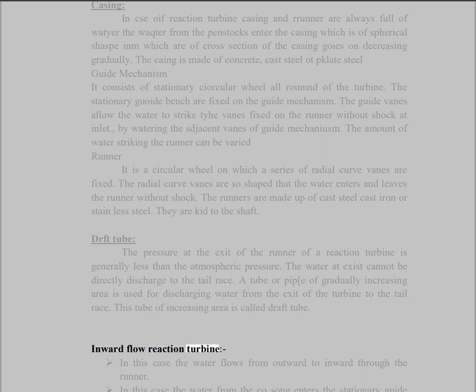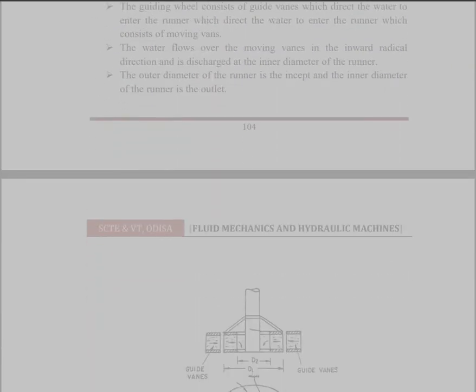Inward flow reaction turbine. In this case, the water flows from outward to inward through the runner. The water from the casing enters the stationary guide wheel. The guide wheel consists of guide vanes which direct the water to enter the runner, which consists of moving vanes. The water flows over the moving vanes in the inward radial direction and is discharged at the inner diameter of the runner. The outer diameter of the runner is the inlet and the inner diameter of the runner is the outlet.